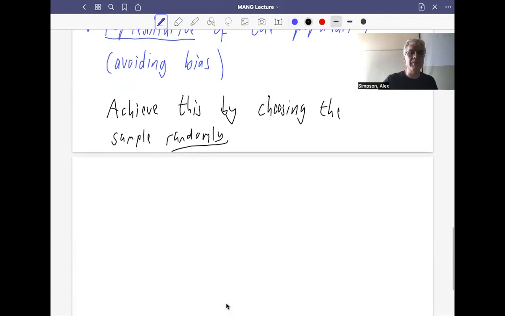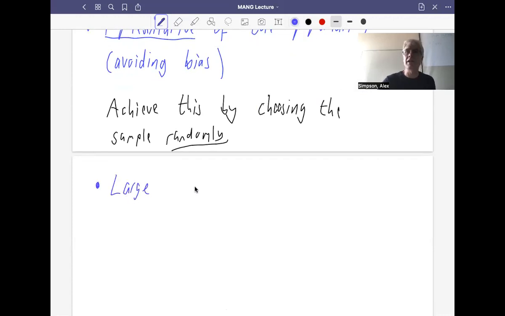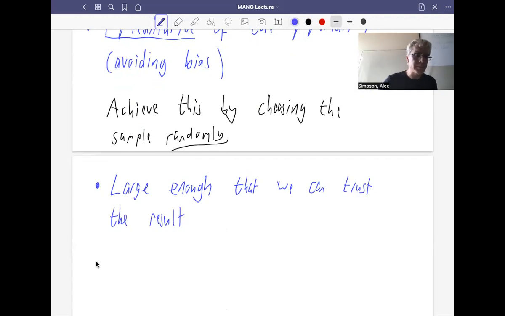Continuing these bullet points, I should have really broken the page. So we also want the sample to be large enough that we can trust the result. If we just asked 100 people, that would not be large enough to get a very meaningful result. But not too large, because if it's too large, then it becomes infeasible and also very expensive to run the survey.